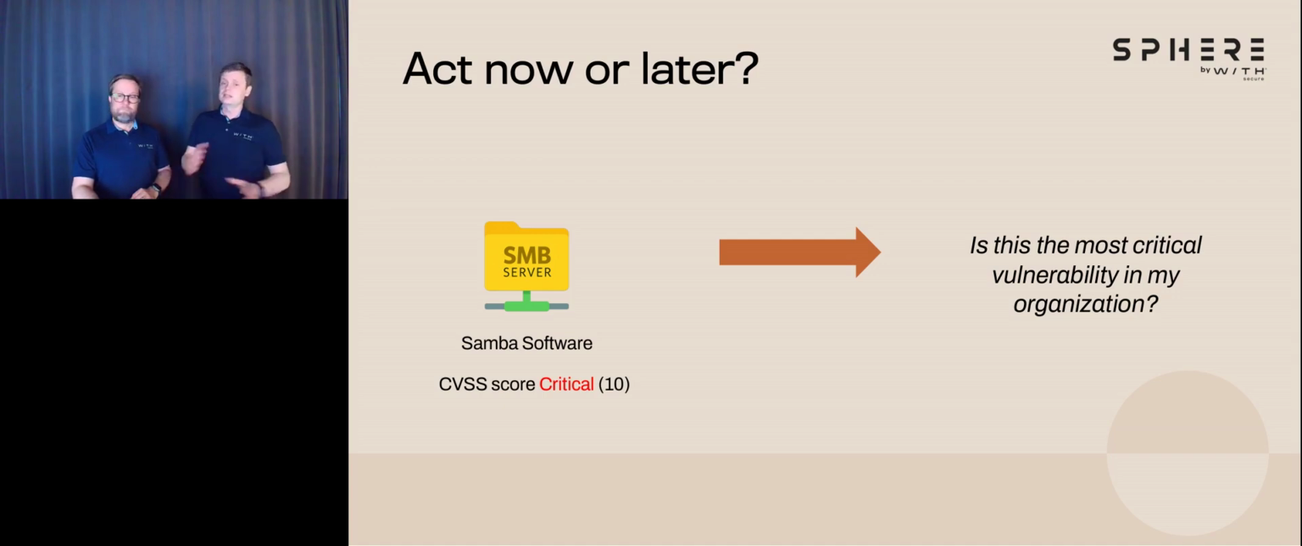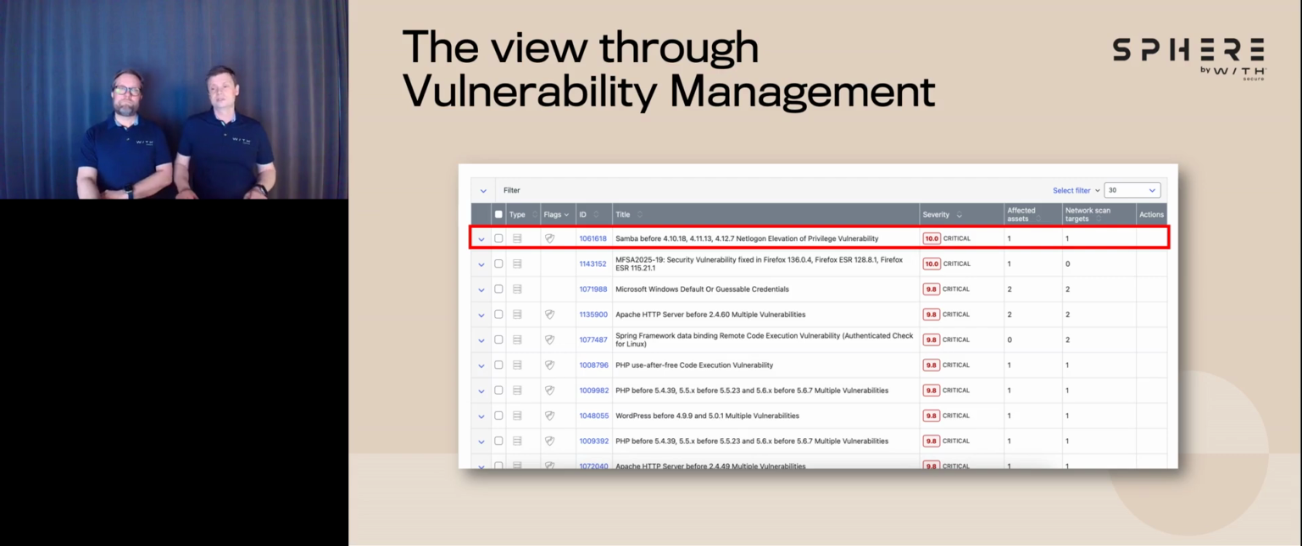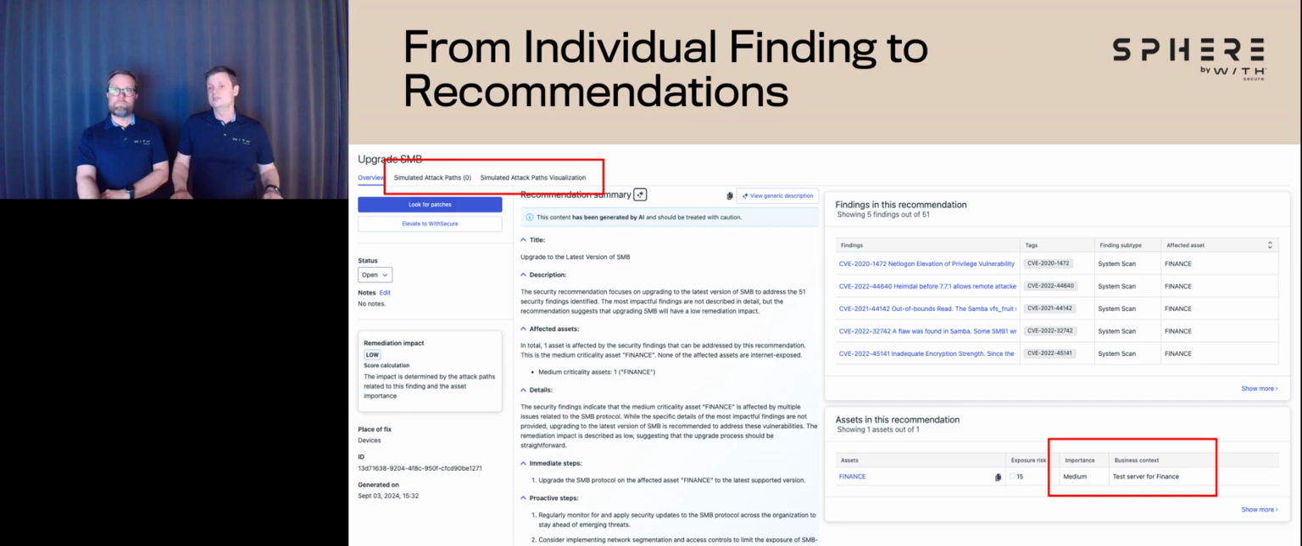So let's take this the other way around. Now we have Samba software where the CVSS score is critical, number 10. So is this the most critical one? Is this the one where you should start? That's the question. And of course, it would be easy to say yes, this is the most critical one because there is a very critical vulnerability. And we can even see that there is an exploit available that someone could actively use. So there is code that can be fetched by the attacker very easily to start utilizing the vulnerability.